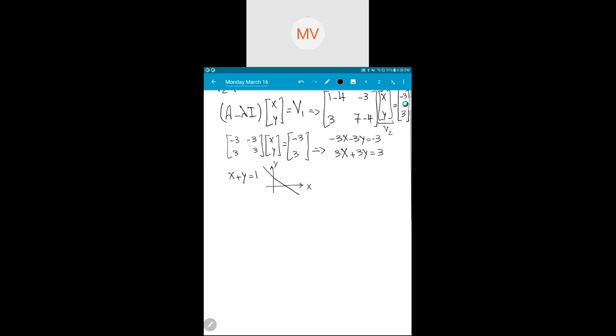Now, any point on this line is going to make it work. It doesn't matter what you pick. You can pick 1, 0. You can pick 0, 1. You can pick half and half. It does not matter. In fact, 0, 0 doesn't even satisfy this, so you don't have to worry about it.